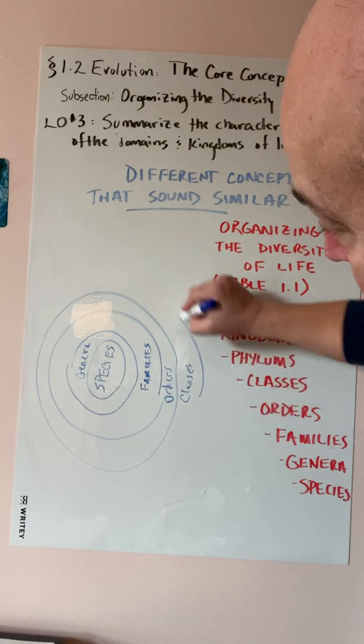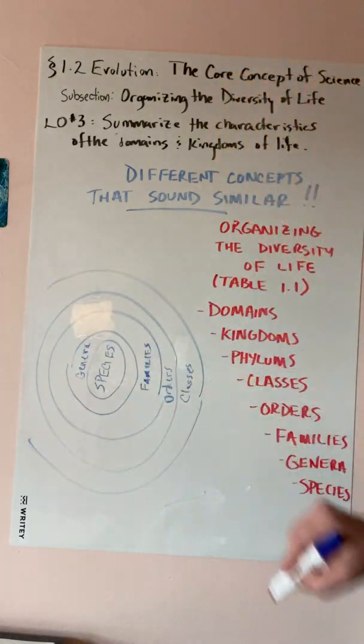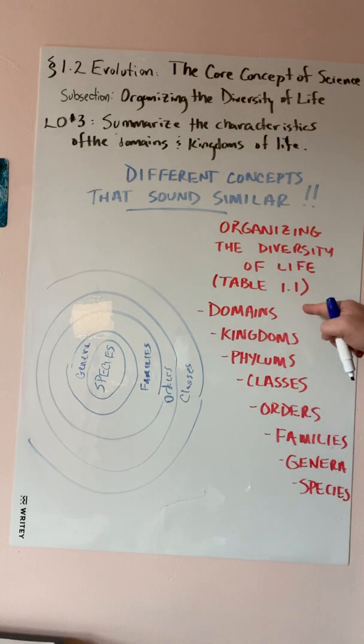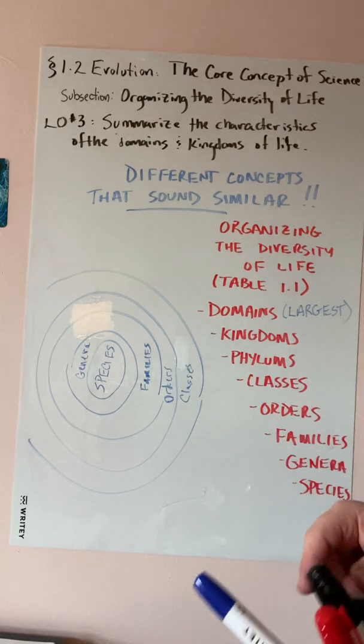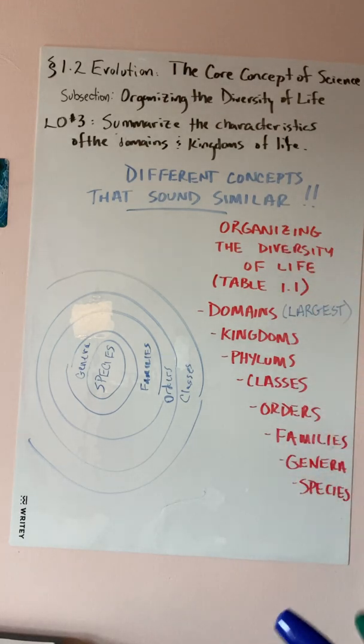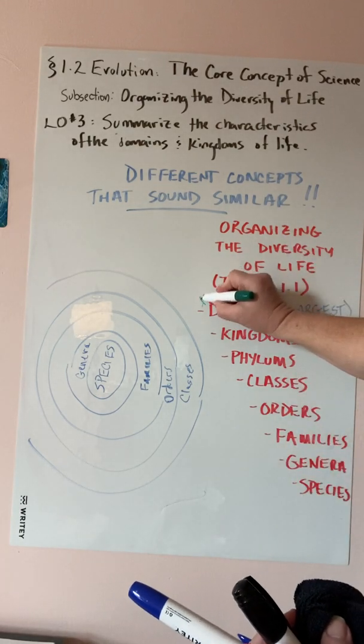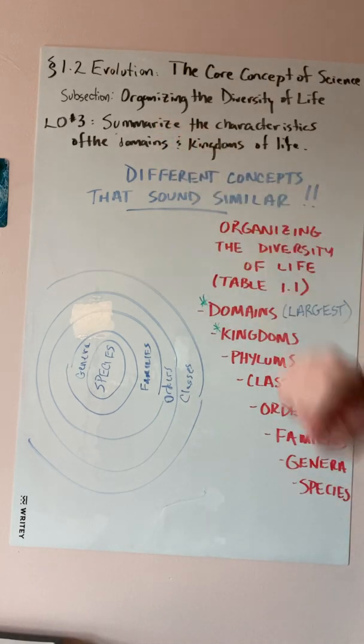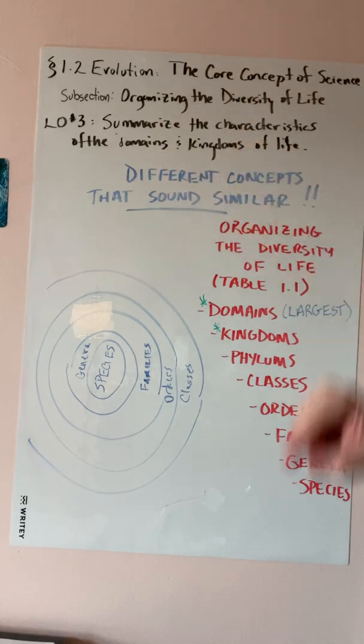Classes are the next biggest group. Those are grouped into phyla, kingdoms, and then domains. Domains are the largest group we can put things into. And there are only 3 domains. And so this is where we're going to come down to. You need to know all of these words, but you only need to know the characteristics of domains and kingdoms. So it says summarize the characteristics of domains and kingdoms.